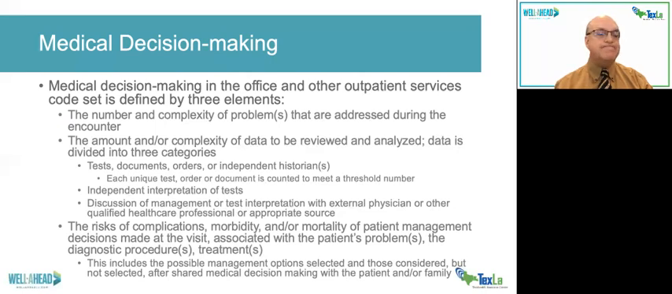But if you're doing some shared decision evaluation and management with an external provider, then that could be a data point. And then the risks of complications, morbidity, or mortality of the patient management decisions made at the visit can actually be associated with the patient's problems and diagnostic procedures and treatments. That is another billing point that goes into your medical decision making. A very complex patient obviously would be a higher billing code than if you were treating a patient with lower risks and lower morbidities.